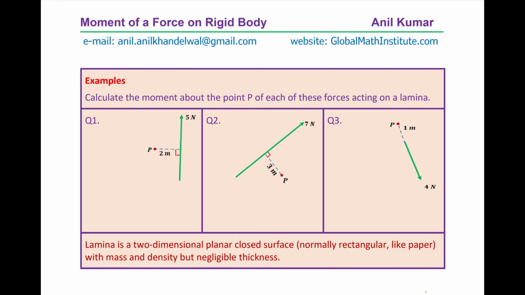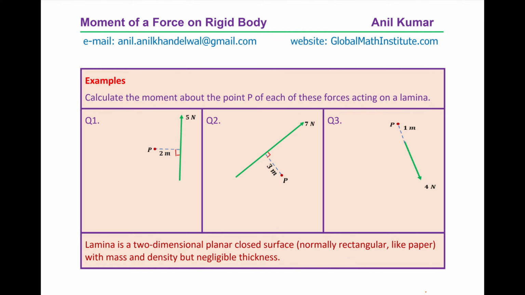So, the very first example is to calculate the moment about the point P of each of these forces acting on a lamina. A lamina is a two-dimensional body where the thickness is neglected. So, consider this whole page as the lamina. We have a point P and a force of 5 newtons acting at a distance of 2 meters from point P. In that case, what is the moment? As we have learned, the moment is the product, right? So, you can calculate this.